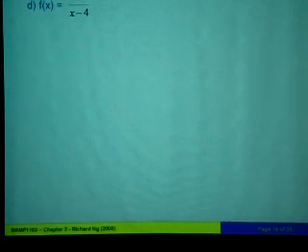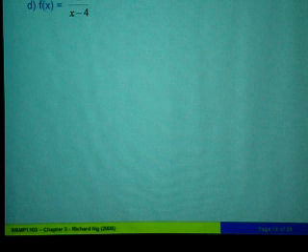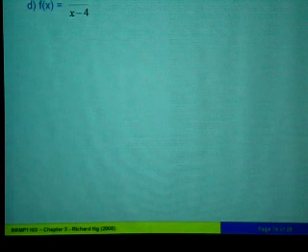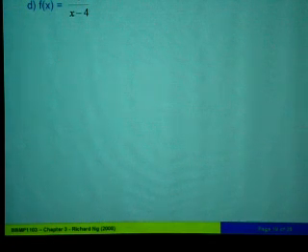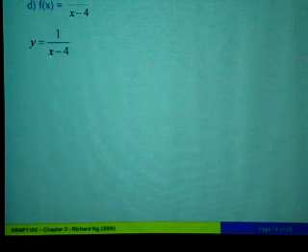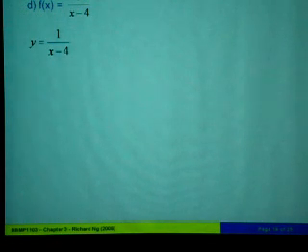Okay, next, what about y equals 1 over x minus 4? For this type of questions related to domain and range, we have to be careful of two things. The first thing is the fraction, the second is the square root.